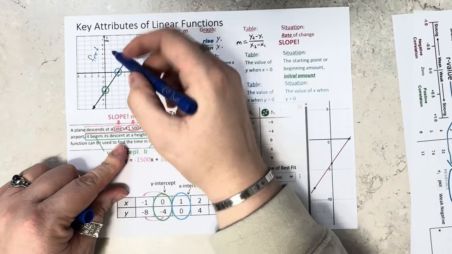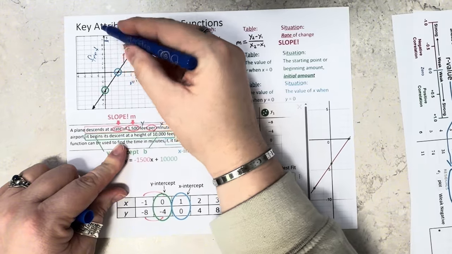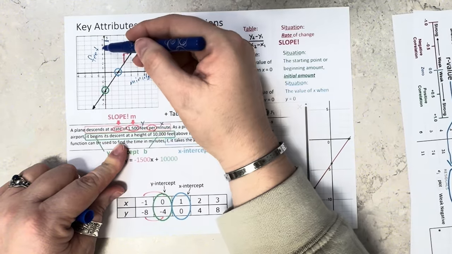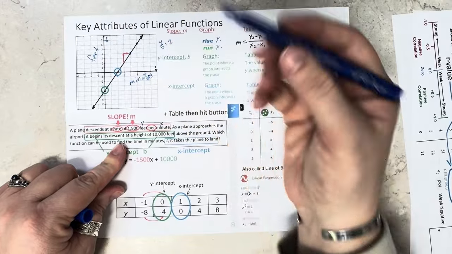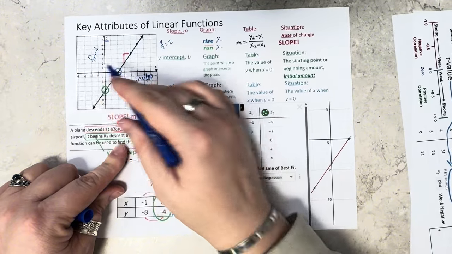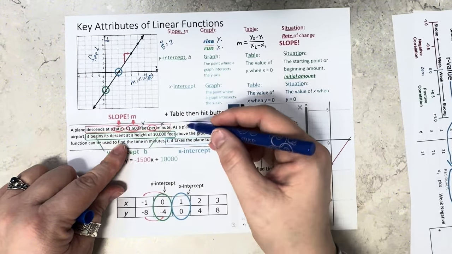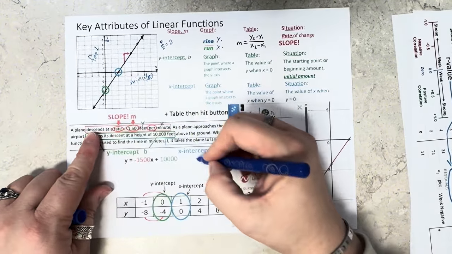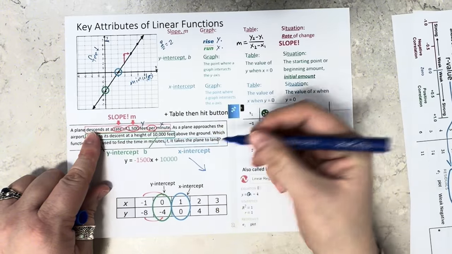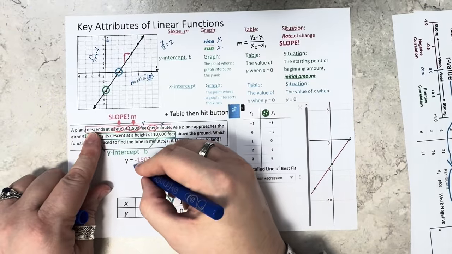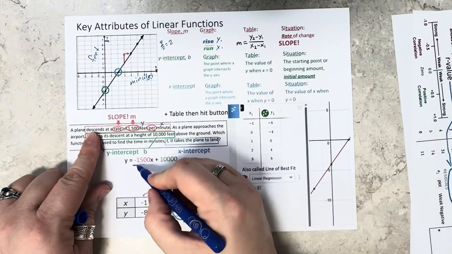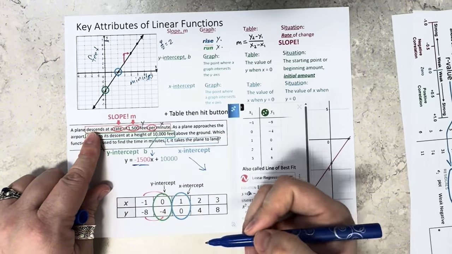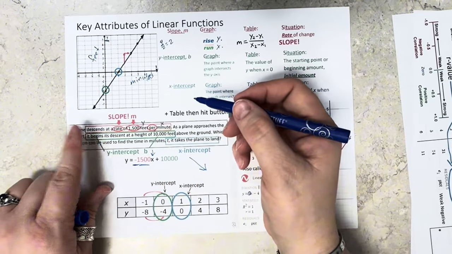Okay, your y-axis would be labeled feet, your x-axis would be labeled minutes. So feet per minute. That's going to be what this slope is talking about. Okay, plane, it's descending. So that means that this plane is going down. So it's going to have a negative slope. There's where our negative is coming from. There's our slope. Hey, look, that's the number in front of x. Our slope is the number in front of x.